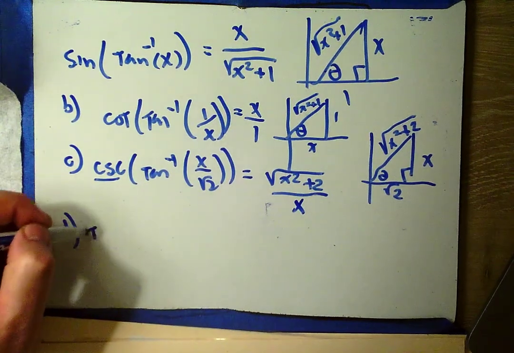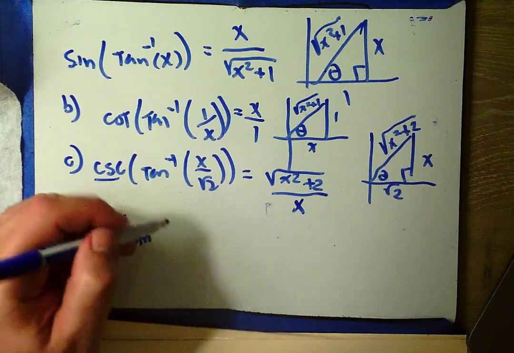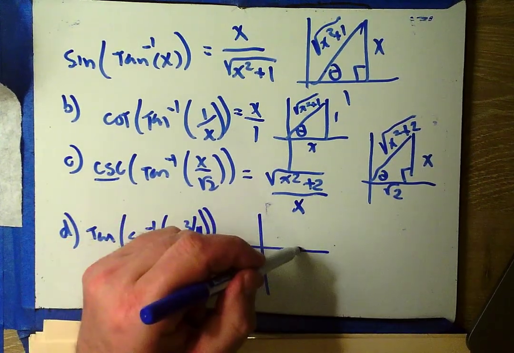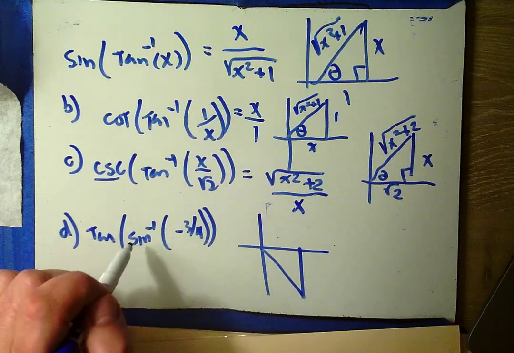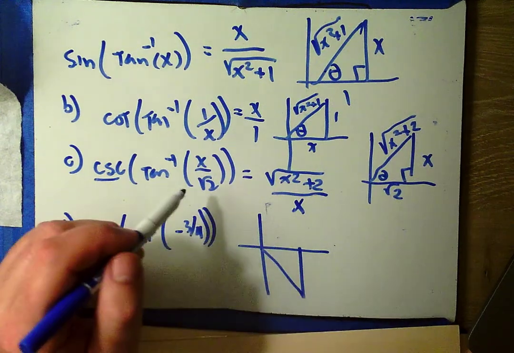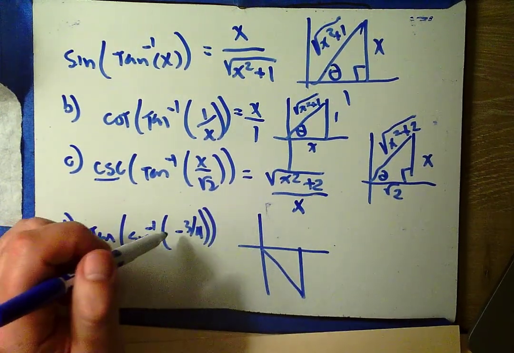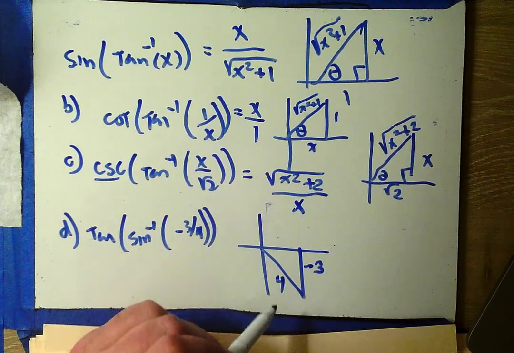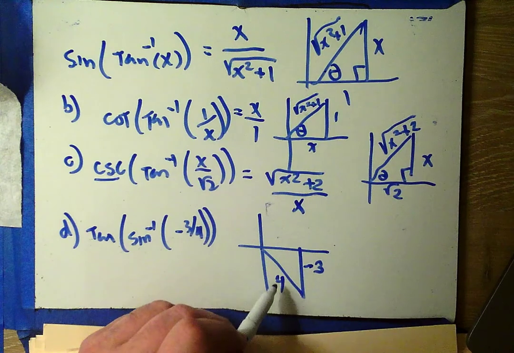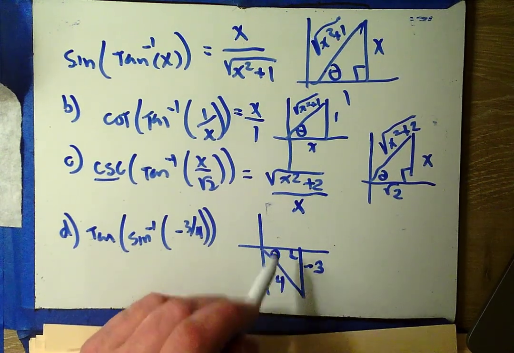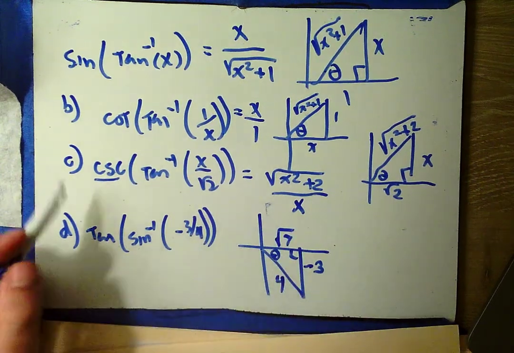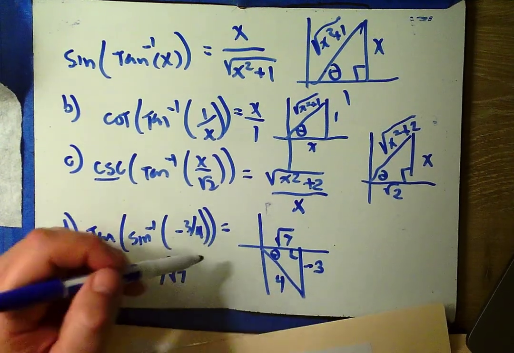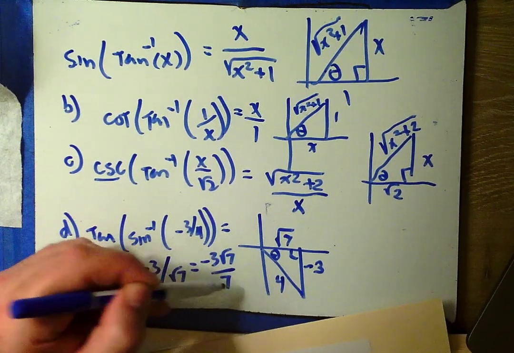Excellent. And then finally, D: tangent of sine inverse of negative 3 over 4. Okay, so if I draw this triangle, I'm using this quadrant because inverse sine goes from negative pi over 2 to pi over 2. We're talking about opposite over hypotenuse, so this is negative 3, and this is 4. This is not 5. 5 would be bigger than the hypotenuse. That wouldn't be cool. Instead, when I use the Pythagorean theorem here, I get the square root of 7. So what's the tangent in this picture? Negative 3 over root 7. If you want to rationalize here, negative 3 root 7 over 7.